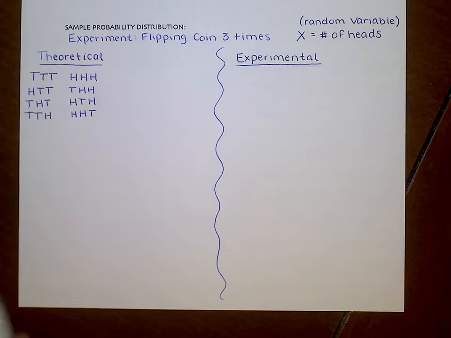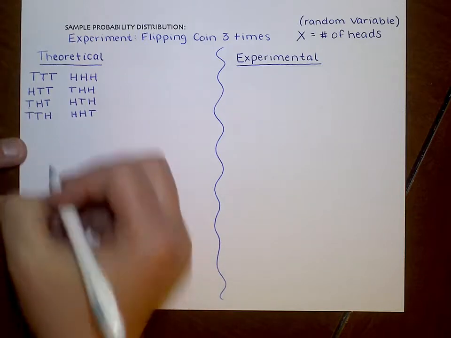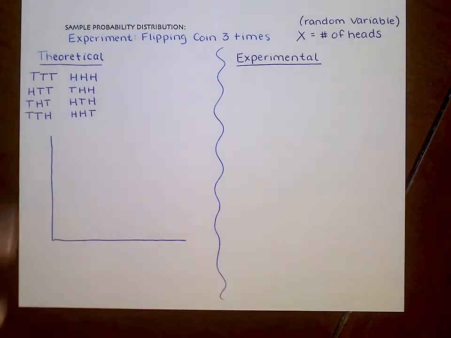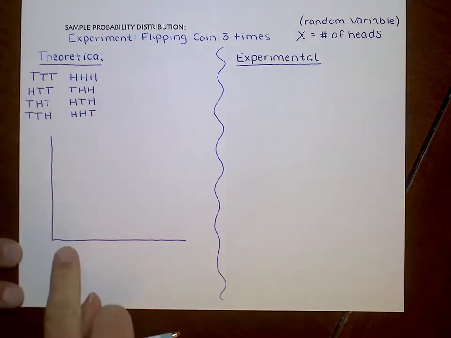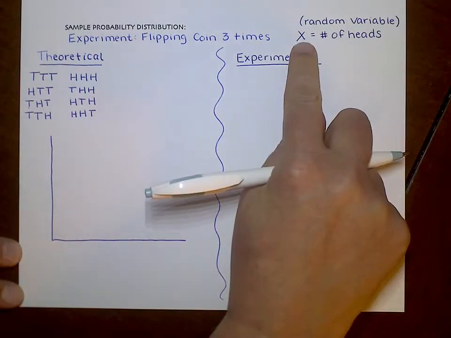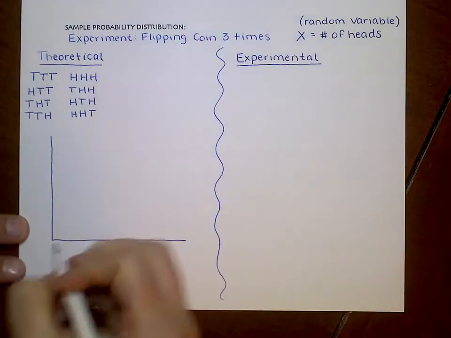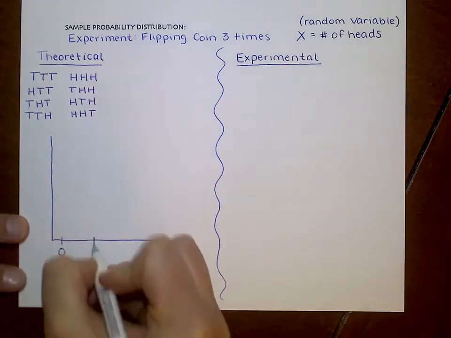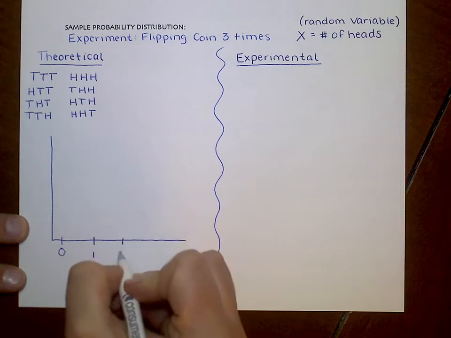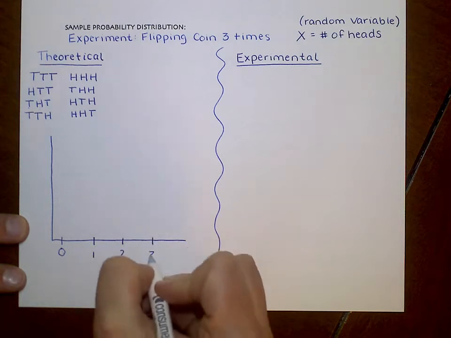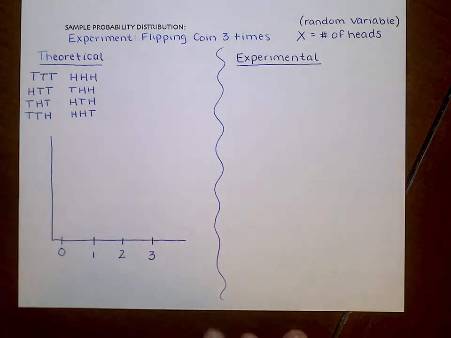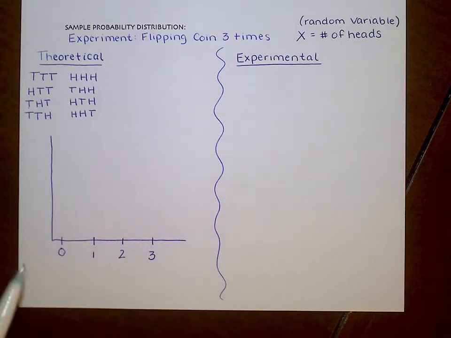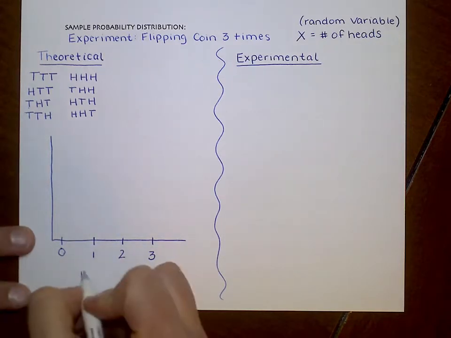Okay. So from a probability distribution standpoint, we're going to set this up almost like a graph. And down at the bottom, I'm going to put my values of x, my random variables. So I'm going to put 0. I could get 0 heads. I could get 1 head. I could get 2 heads. And I could get 3 heads. Those are my only possibilities, right? I can't have more than 3 heads if I'm only flipping the coin 3 times. And so this is my number of heads.